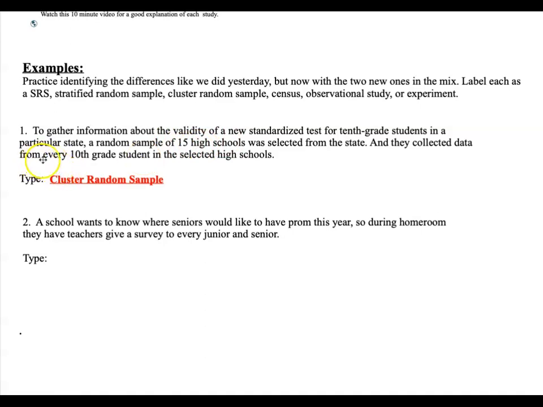And then the other key thing is we're polling or surveying every kid that's in the 10th grade for those. So that's a key piece with the cluster. We take a census of our cluster that we're going to survey.